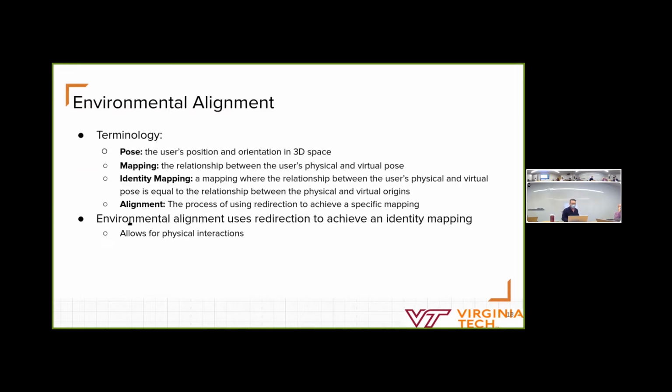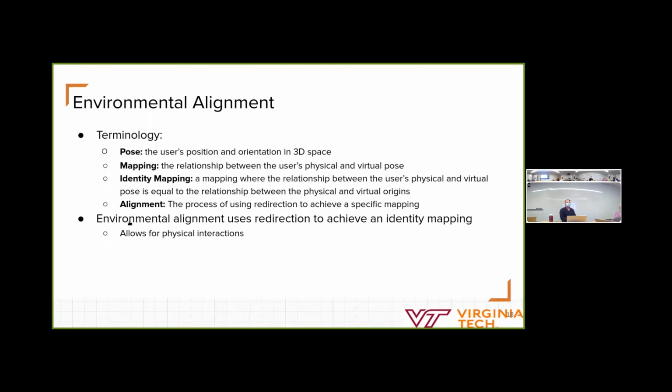To start, I'm going to go over a bit of terminology so we're all on the same page. A pose is the user's position and orientation in 3D space. For redirected walking, because we're only really concerned with their relationship with the azimuth plane, we can reduce that to X, Y, and theta instead of needing a 6-dimensional pose.